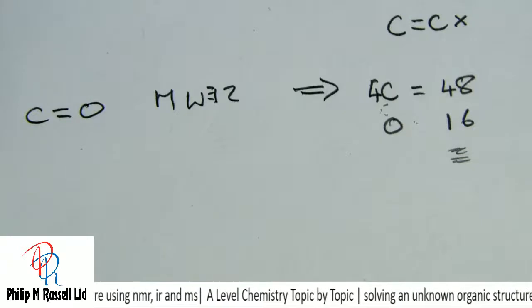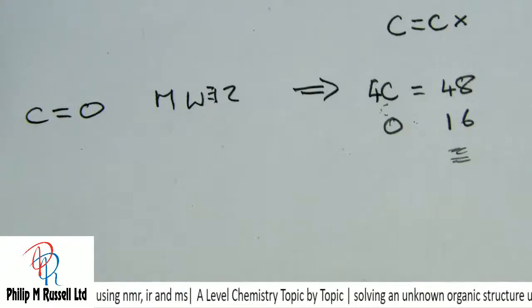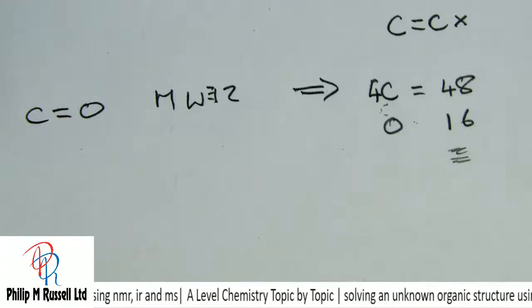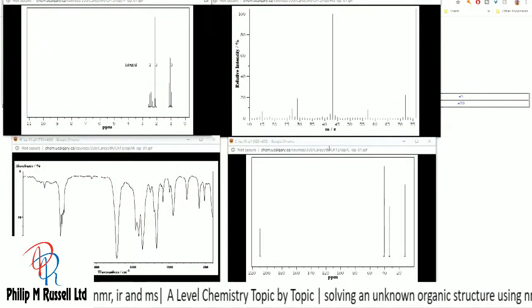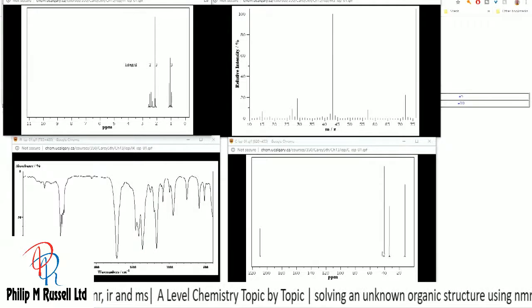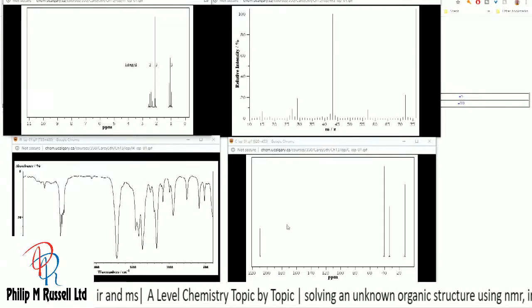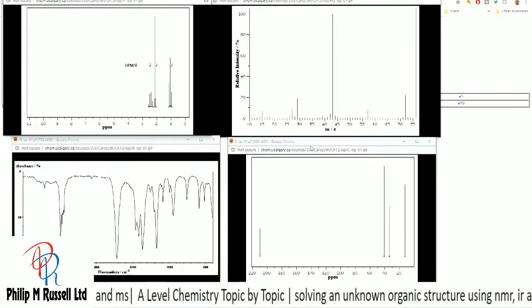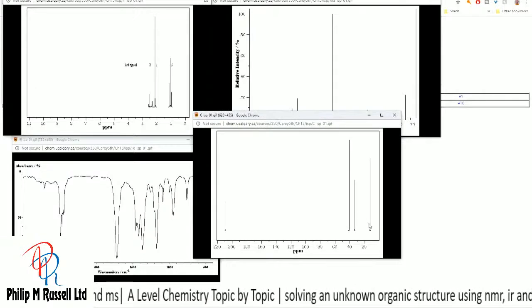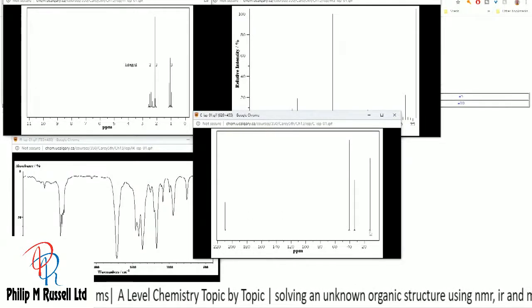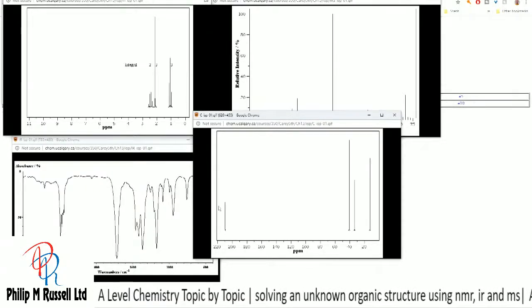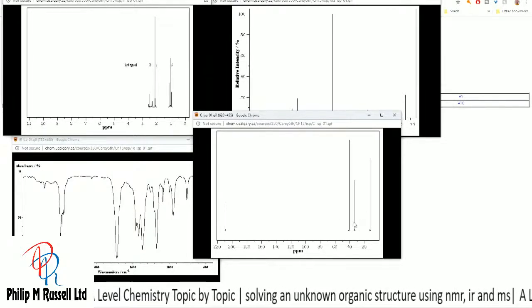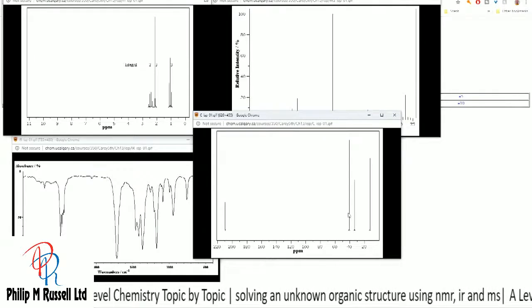It doesn't look like that's going to fit from the carbon NMR. Looking at the carbon NMR, we've got 4, so that means it has to be 4. We've got 4 carbons, and we've probably got a carbonyl group, and then you've got 3 others, which is fine.